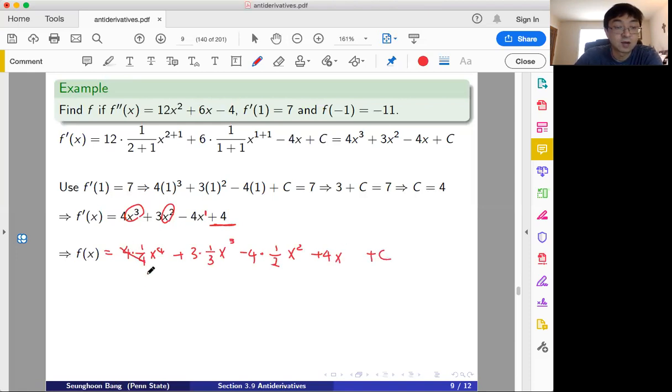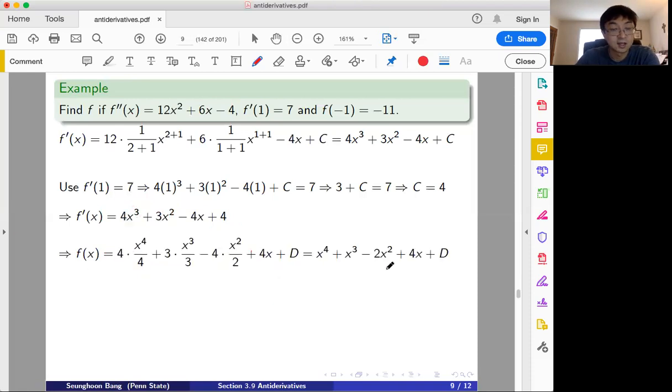You have to cross out 4. We have x to the 4. Cross out 3, plus x cubed. Cross out 2, negative 2x squared. Plus 4x plus d. So we have it. This is f of x. So how can you find the constant d? We use f of minus 1 equals negative 11. You plug minus 1 into x here.